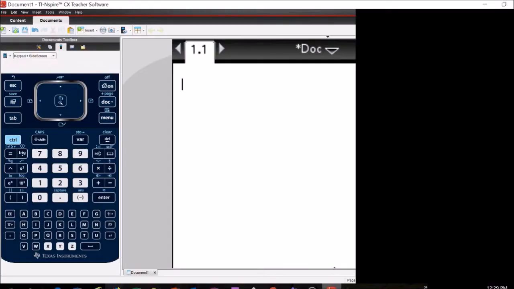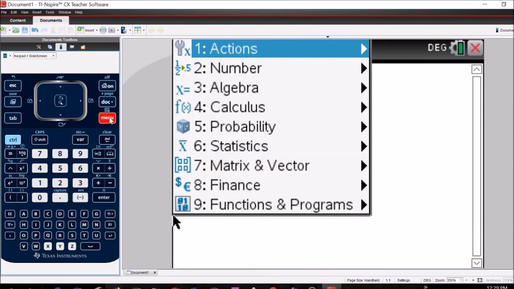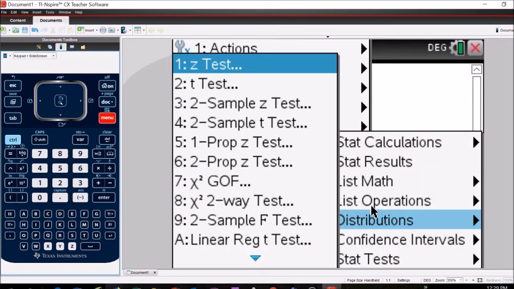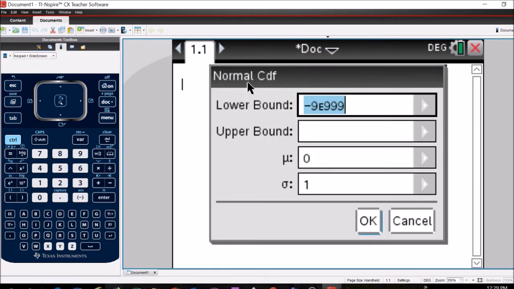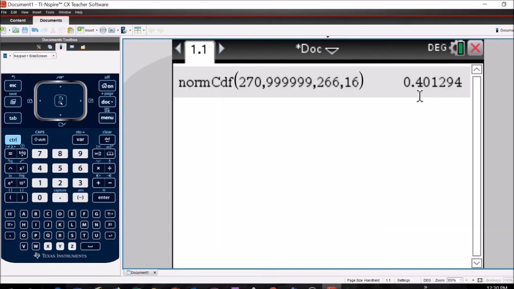Okay, so give me just a moment. I'll pull up my calculator here. So I'm going to go to my statistics menu, and it's in distributions, and this is a normal CDF. And we know it's normal because they told us so. So up here, we'll type in 270 for the lower bound. Our upper bound is infinite because they just said greater than. They told us the mean of 266, and they told us the standard deviation of 16. So 0.401 are the digits that I'll keep.